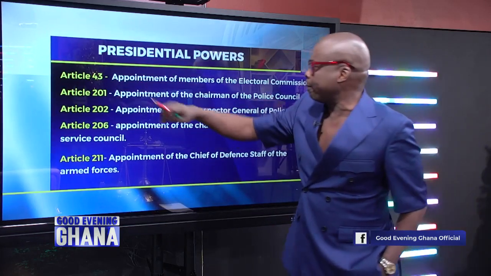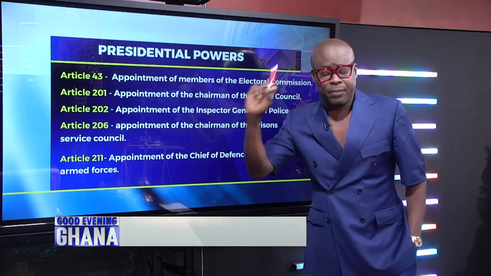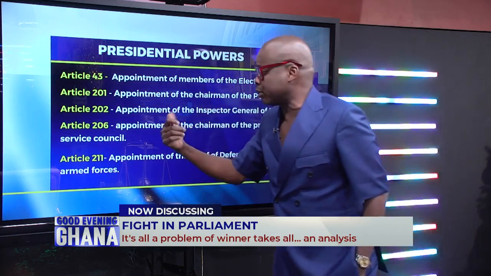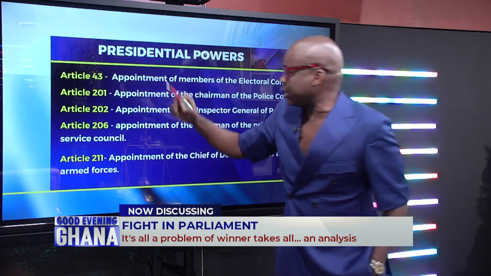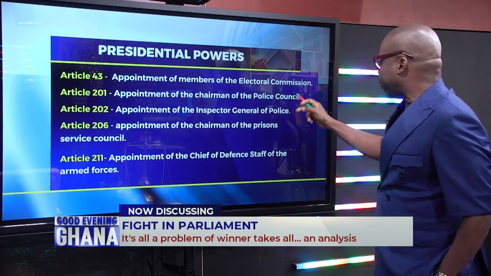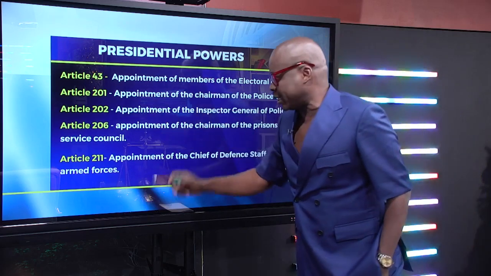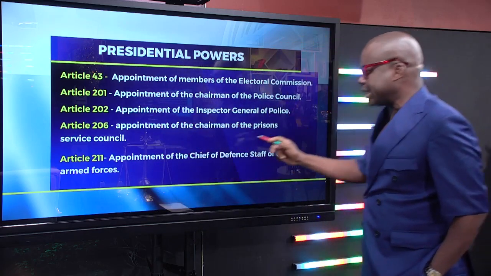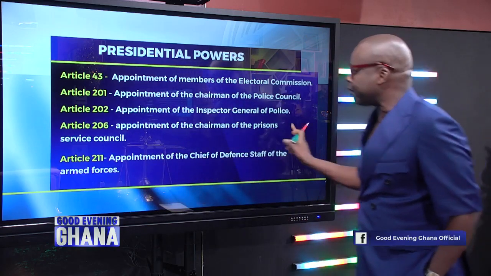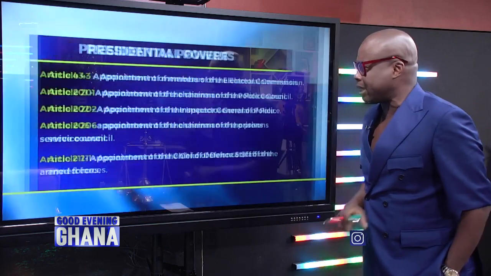So we go to Article 43. The President appoints the Electoral Commissioner. Now this Ghanaian president who wins elections by 50% plus 1, that means his opponents could have won 49%. He has all the powers. All the executive authority of Ghana shall be expressed to have been taken in his name. So Article 43, appointment of members of Electoral Commission by the President. Article 201, appointment of chairman of the Police Council by the President. 202, appointment of the Inspector General of Police by the President. 206, appointment of the chairman of Prison Service Council by the President. 211, appointment of the Chief of Defense Staff by the President. Chapter 11, all the senior members of the judiciary appointed by the President.